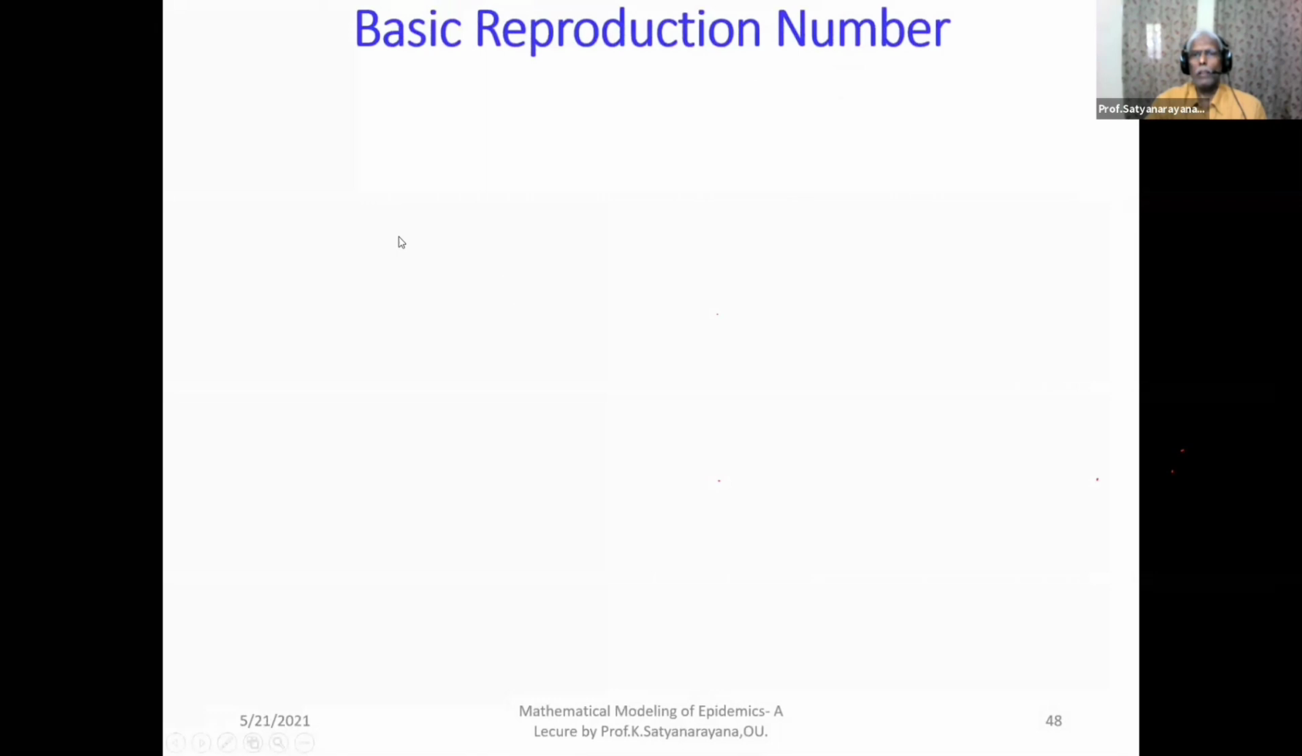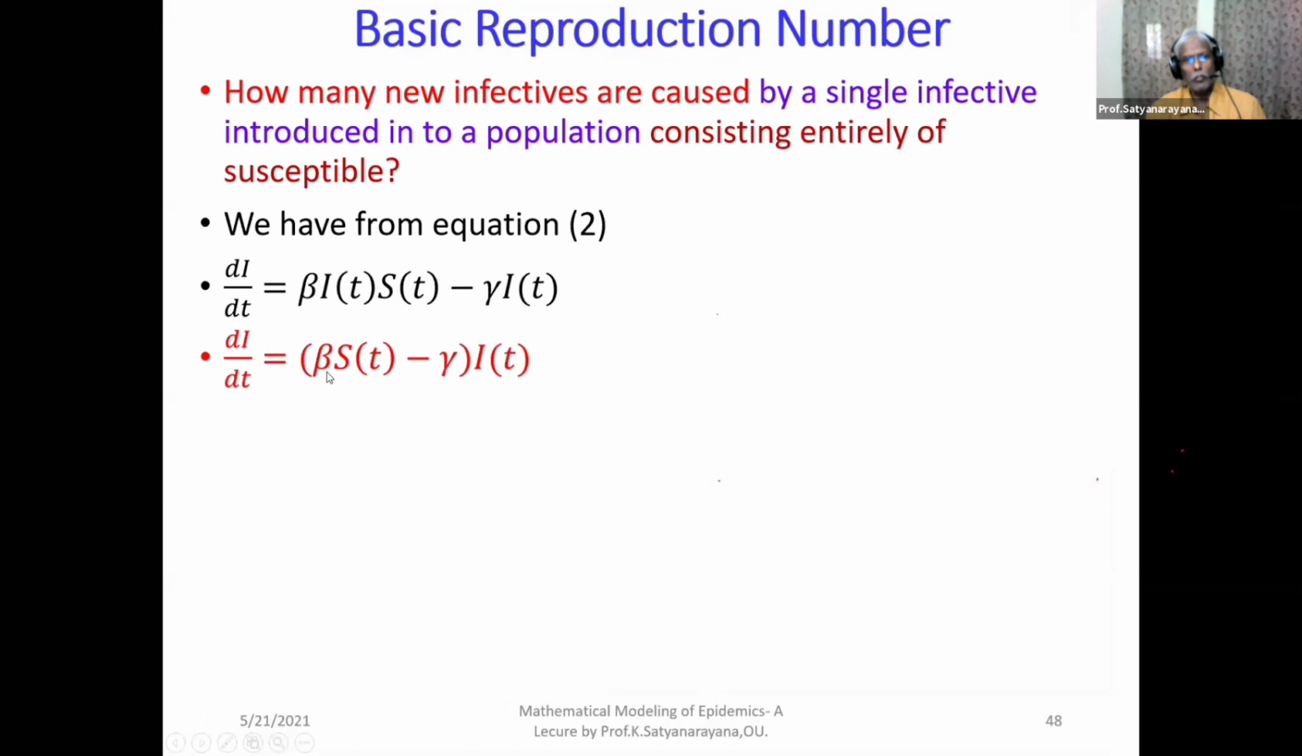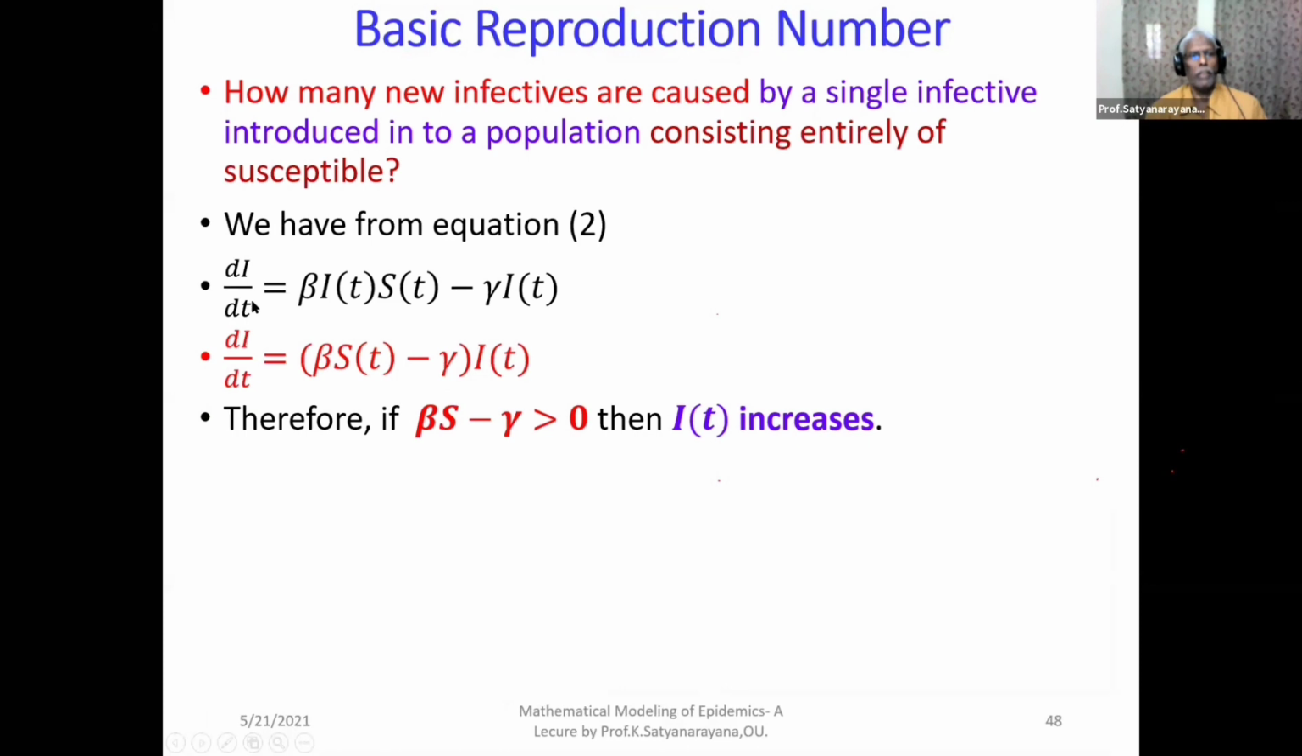Now there is one important thing you have to note down: the basic reproduction number. How many new infectives are caused by a single infective introduced into a population consisting entirely of susceptibles? We have from equation two beta S minus gamma times I. If beta S minus gamma is equal to zero, we get critical points. When beta S minus gamma is greater than zero, then dI/dt is greater than zero, so I of t increases. Then we define the basic reproduction number, R naught, equal to beta S by gamma.